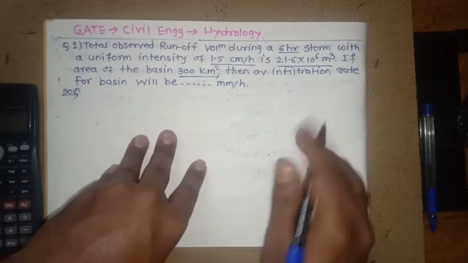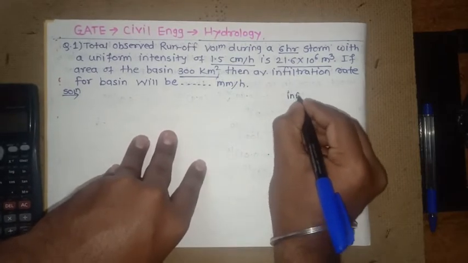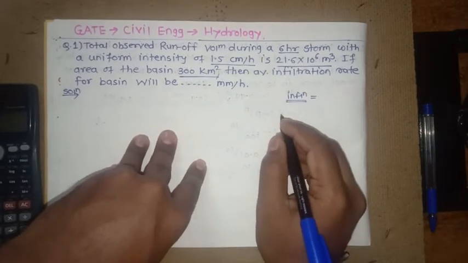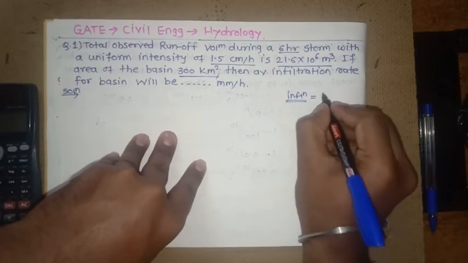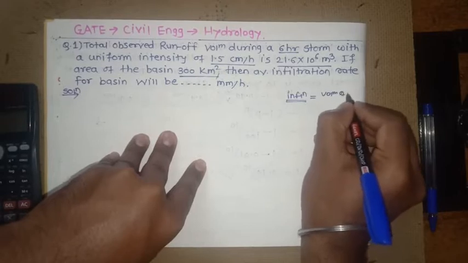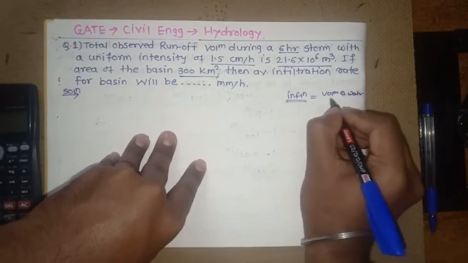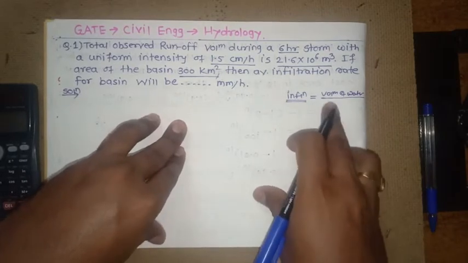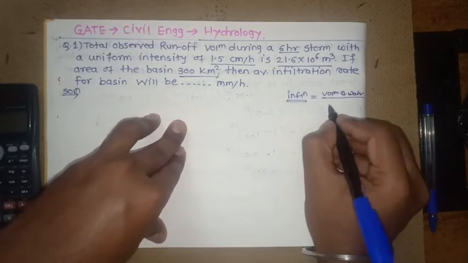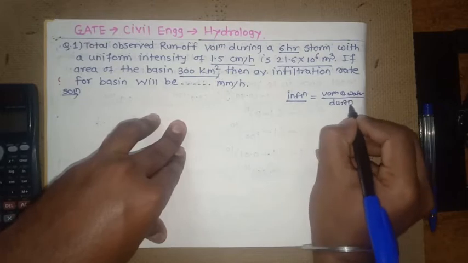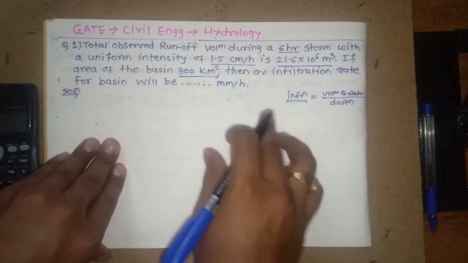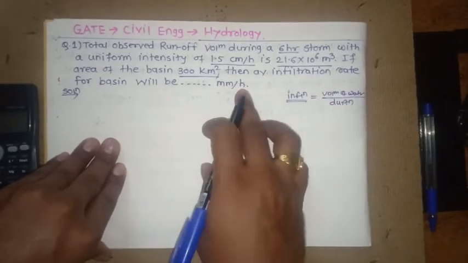Generally, infiltration rate is nothing but the volume of water percolating in a ground to a duration. It is nothing but the infiltration rate. So let's find out here infiltration rate in mm per hour.